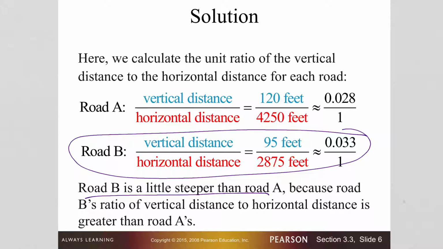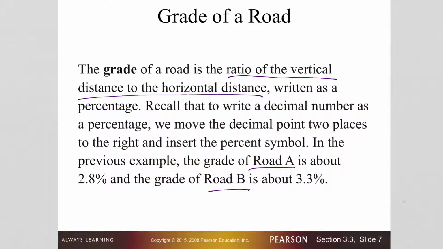So this, as a percent, road A would be 2.8%. Road B would be 3.3%. So that is the grade of those roads, percents, 2.8 and 3.3.